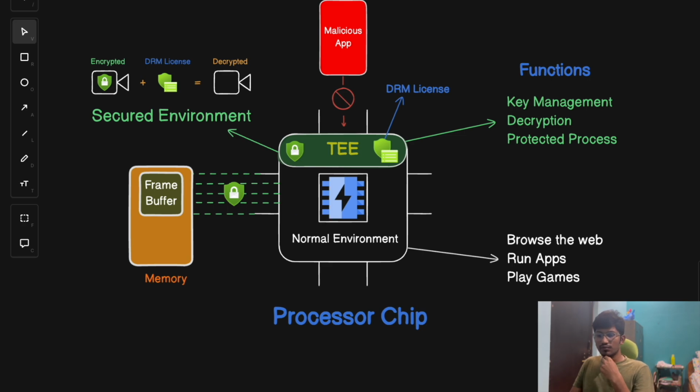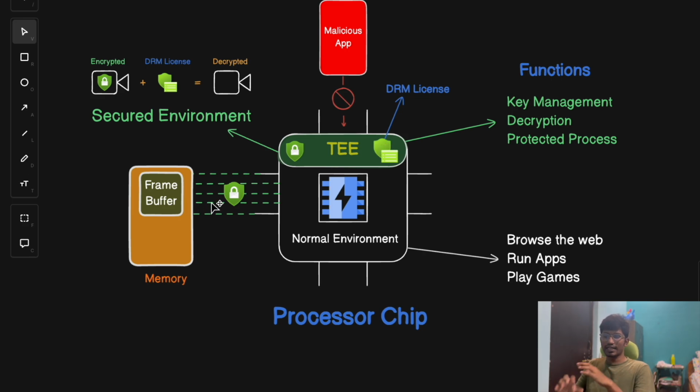So when you are watching a movie or a TV show on Netflix, the decryption of the video content takes place in this secure, trusted environment. This means that even if you have any malicious software installed on your device, it can't interfere or access the decrypted content. So the DRM license key, which is used to decrypt the Netflix stream, remains safely locked away in this TEE only.